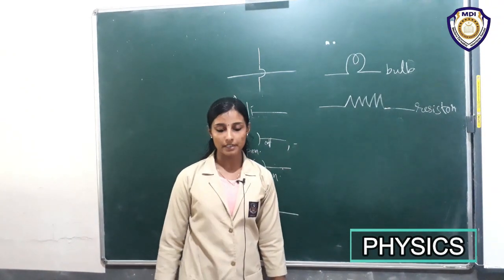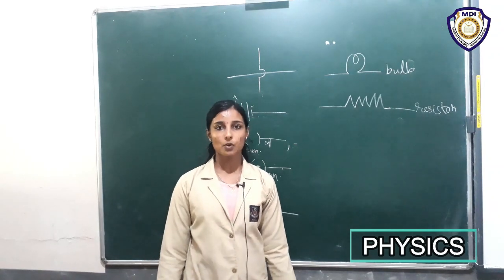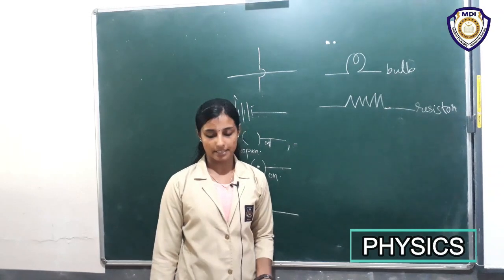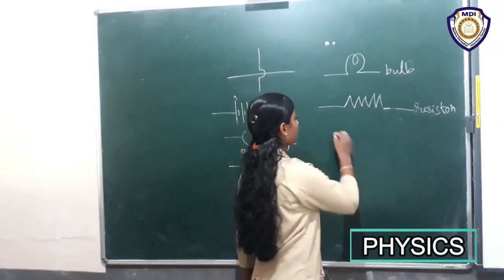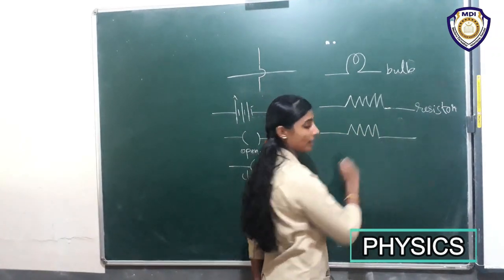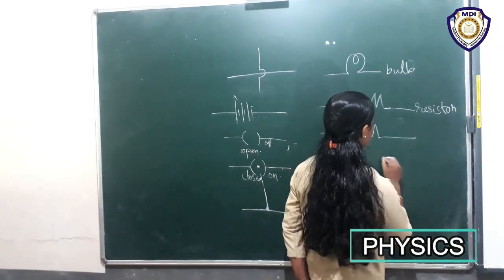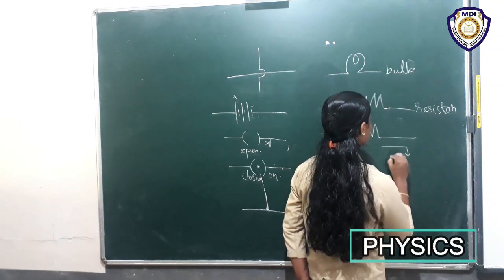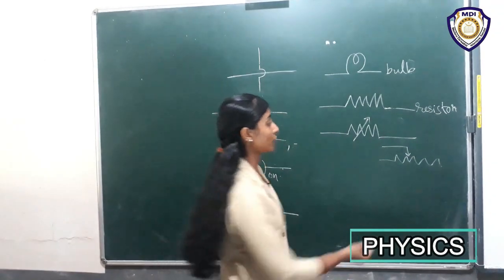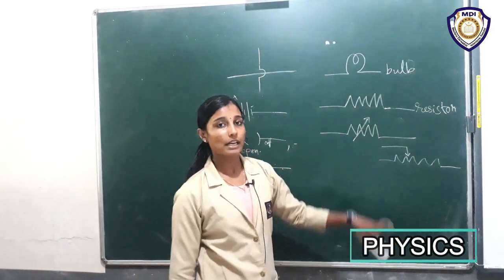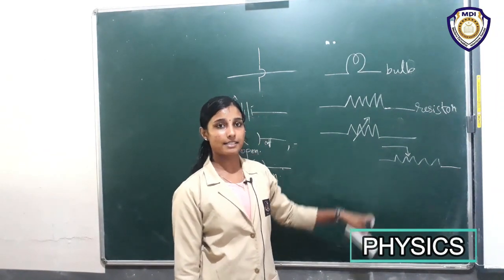And there are also variable resistors, or we can say rheostat. A rheostat is a variable resistance. Variable resistors we can represent like this, or another representation is like this. These two are representations of a variable resistance or rheostat. Variable resistors means the resistor itself can change the resistance.